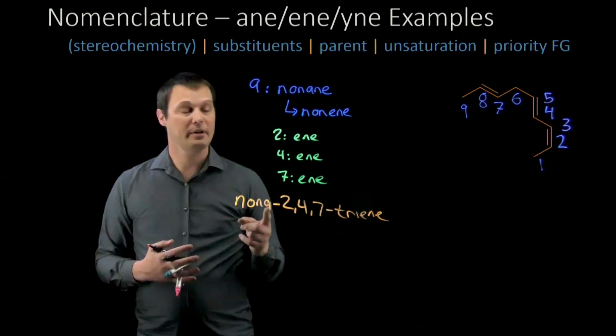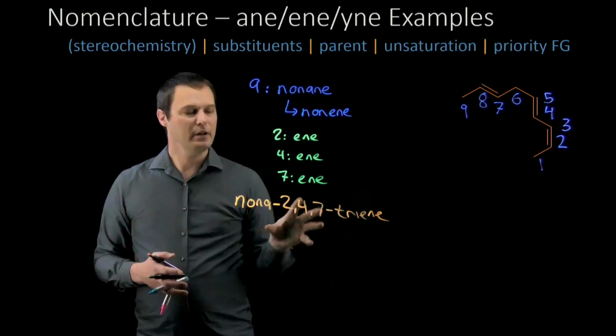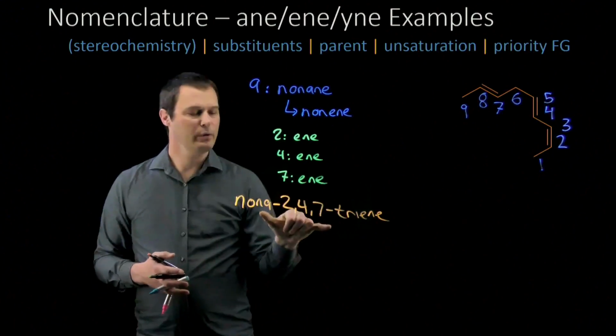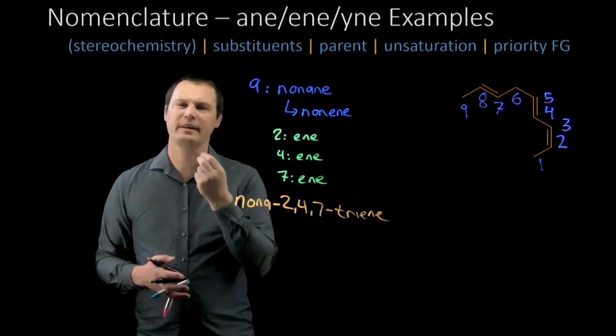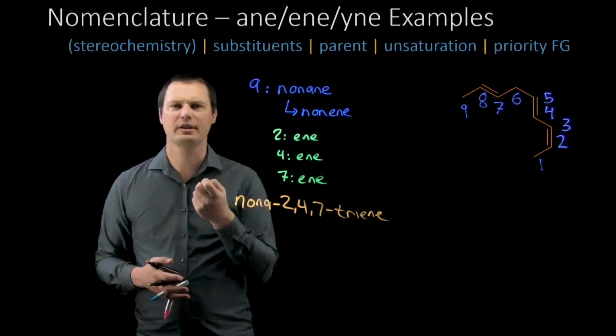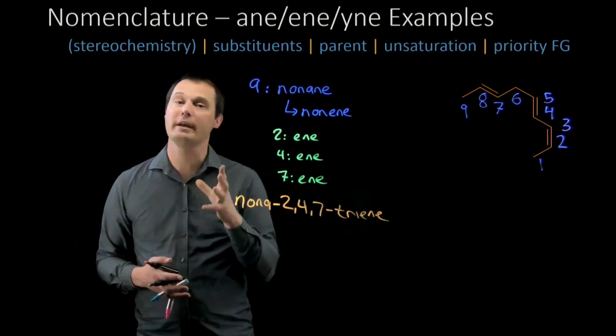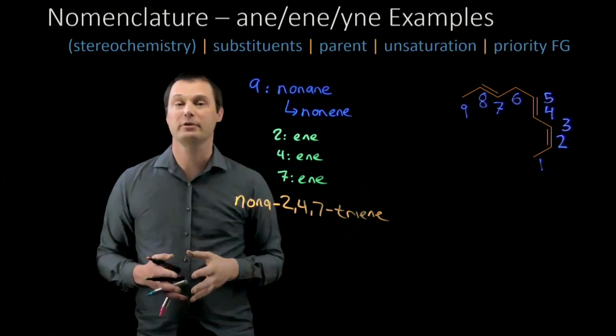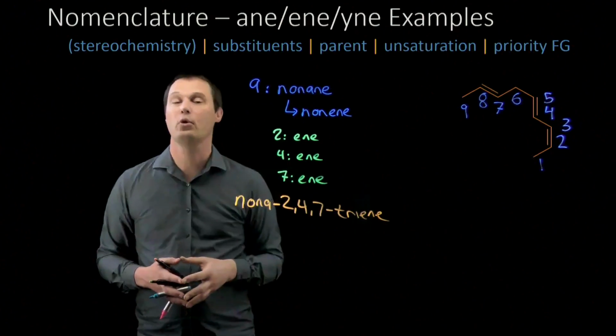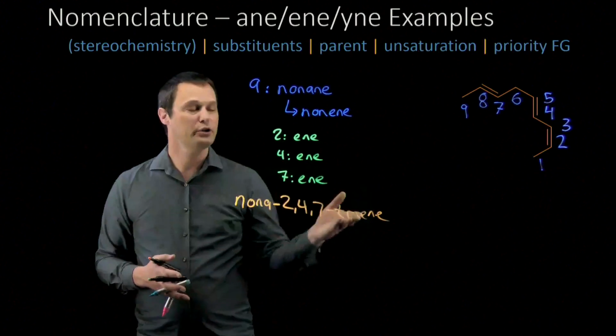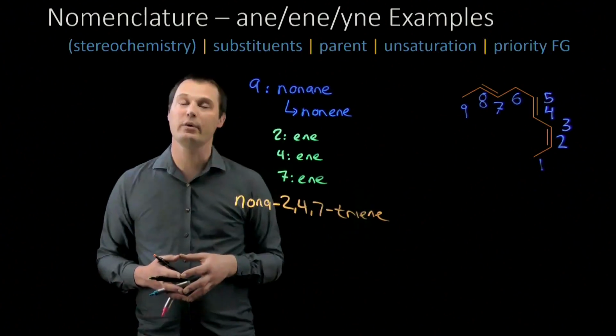The one letter you may not have been expecting is this A. When putting this molecule together, if the numbers weren't here, we would have an N next to a T, and phonetically you can't really say an N sound next to a T sound. Nontriene wouldn't make any sense. So we add the A as a buffer syllable in order to allow the molecule to roll off the tongue a little bit more easily. Nonatriene. We use the numbers to indicate where the alkenes are, and we get nona-2,4,7-triene.